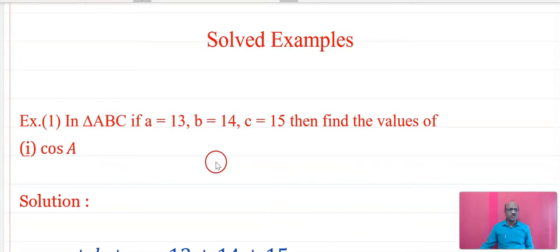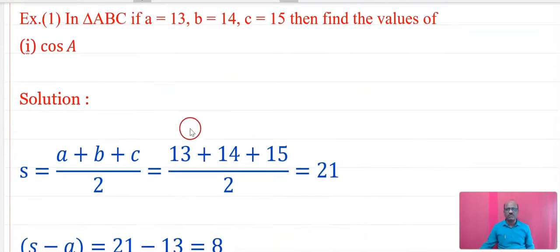And now the solved examples. In triangle ABC, a is equal to 13, b is equal to 14, c is equal to 15. Then find the value of cos A. We know that s is equal to (a + b + c) upon 2.